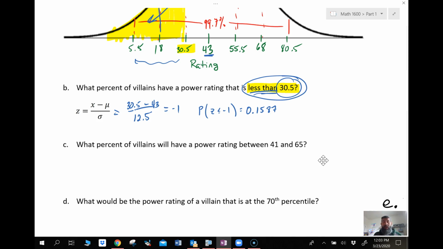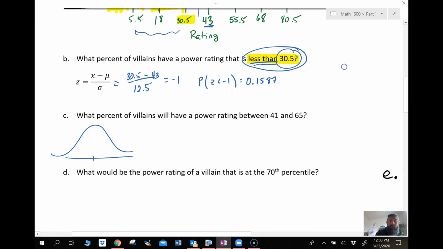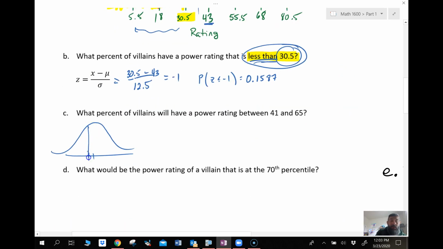So since we're talking about in between, we're really looking at, let's see, 41 is going to be down here somewhere, that's like right here, 41. And then 65 is going to be somewhere over here. So we're looking at the area shaded in between. So we're going to need 2 z-scores.